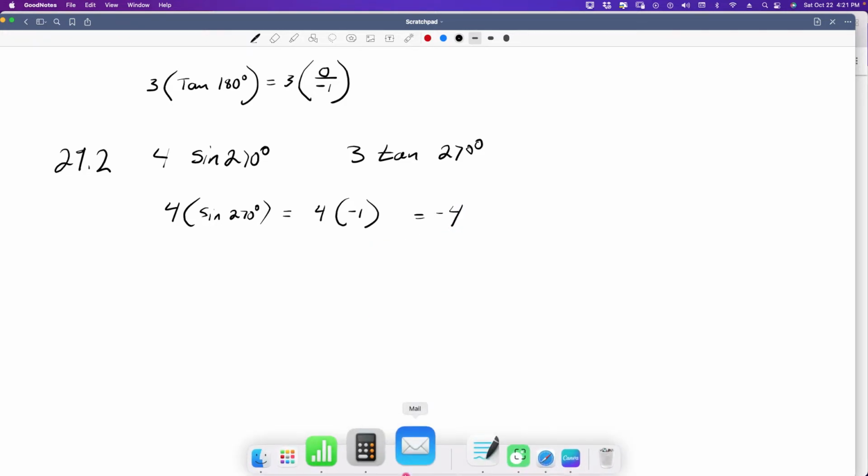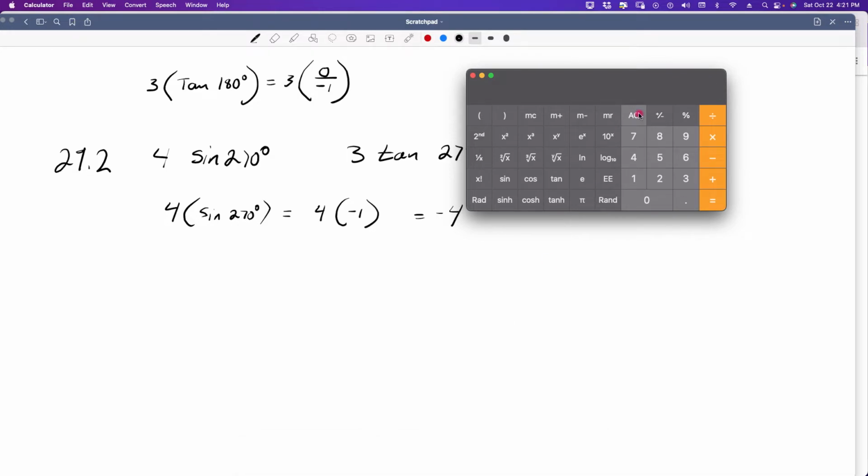So we could do that on our calculator just as easy and say 4, open parenthesis, 270 sine, close parenthesis, equals, hold on, I'm hitting a button somewhere that I don't need to. So 4 times 270 sine equals -4. There's my answer. Okay? So you got to remember to put the multiplication sign in there. So -4 is the right answer.